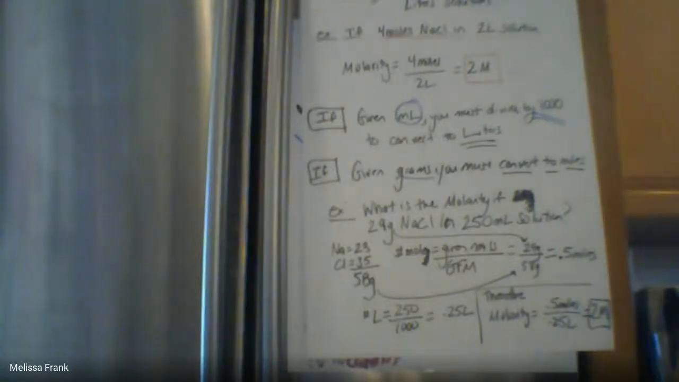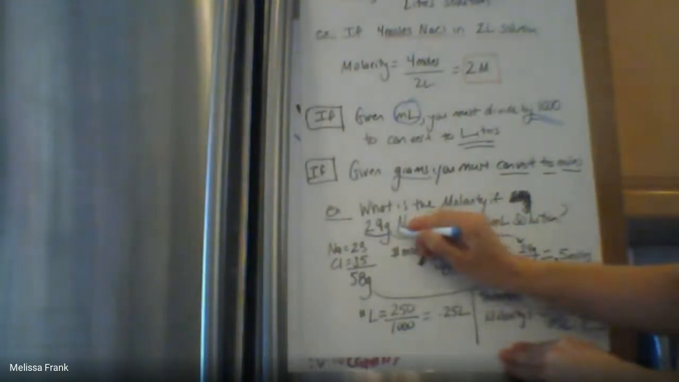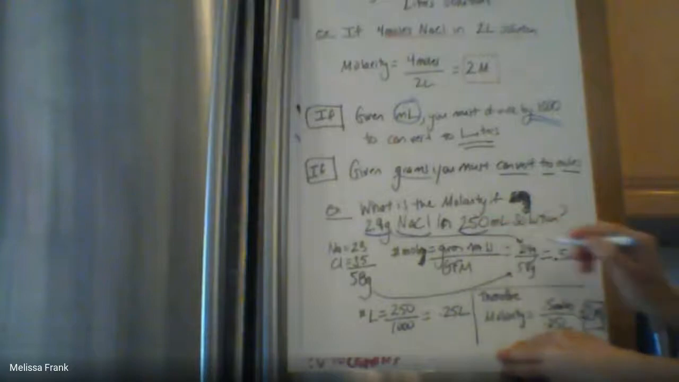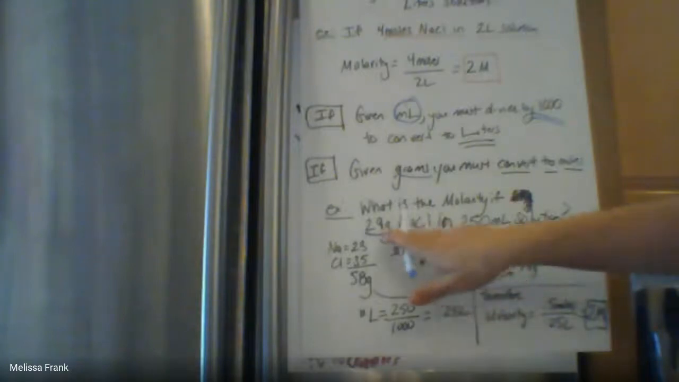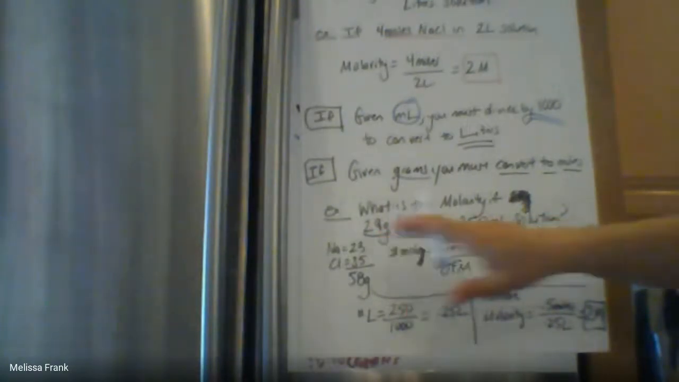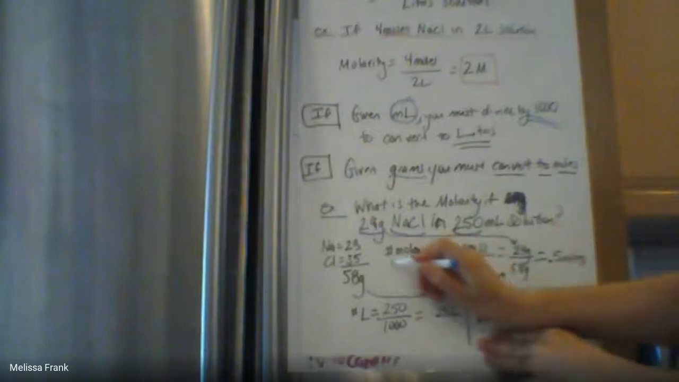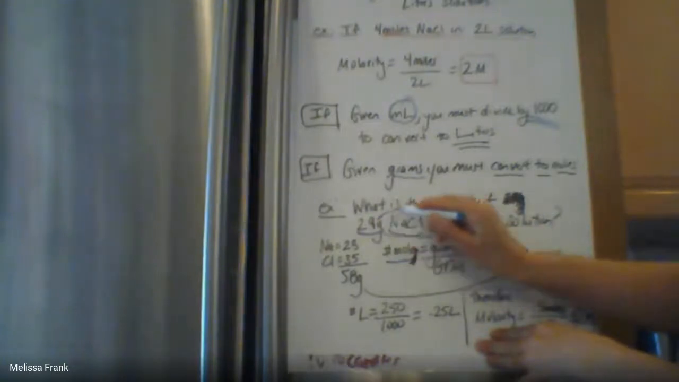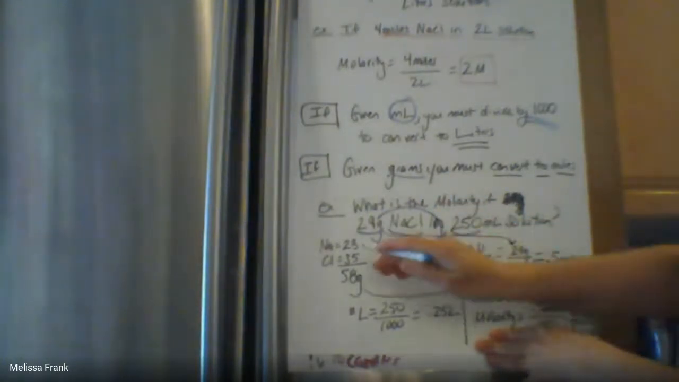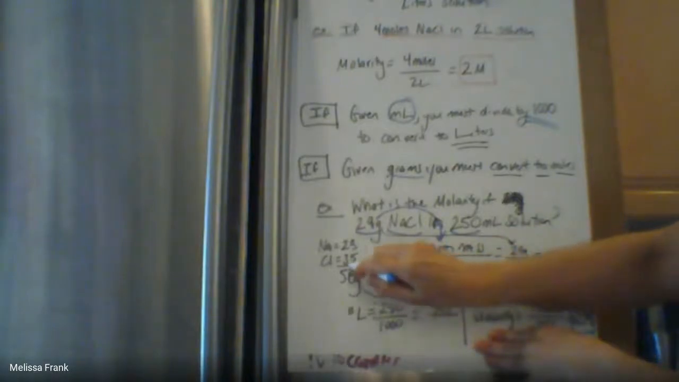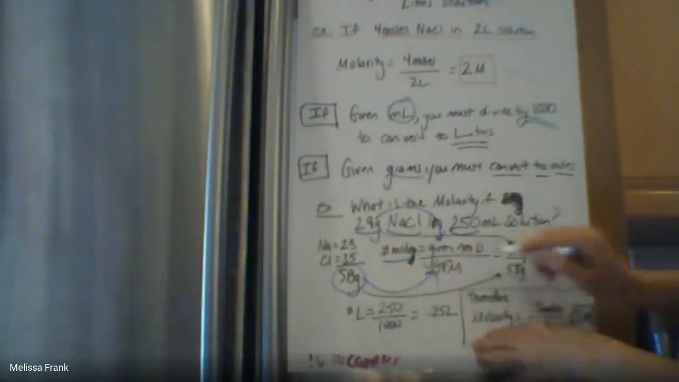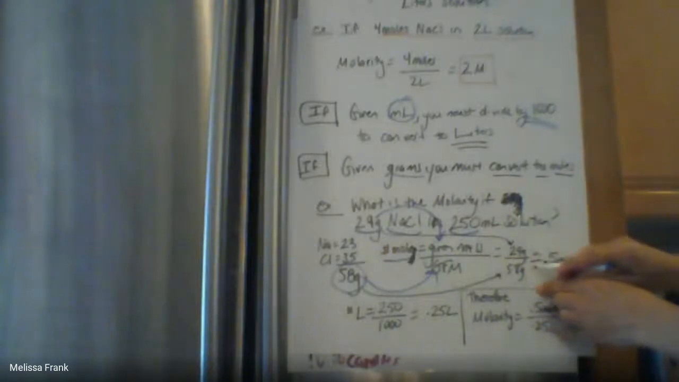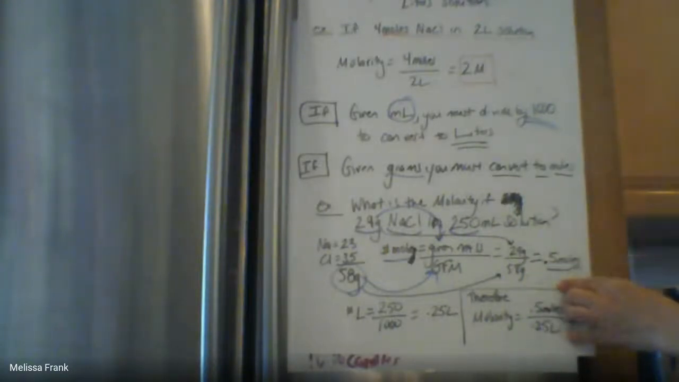If, for example, you're given a problem where it asks, what is the molarity if you have 29 grams of NaCl in 250 milliliters of solution. So first what we would need to do is convert the 29 grams of NaCl into moles. So remember that the number of moles is equal to given mass over gram formula mass. So the 29 grams would be the given mass, and then when you add up the Na and the Cl, here's your gram formula mass. So you get 29 divided by 58, or 0.5 moles.